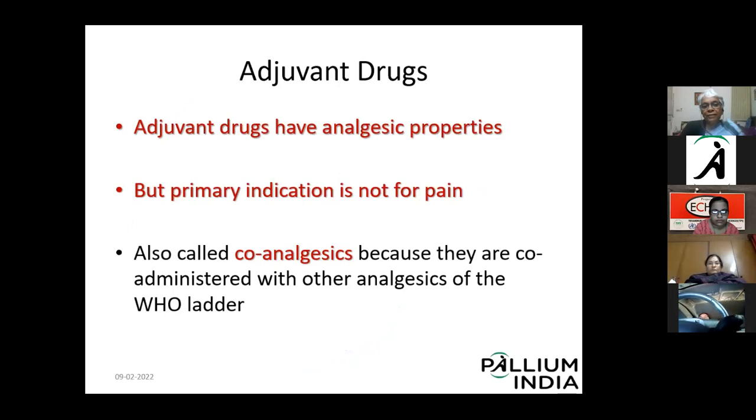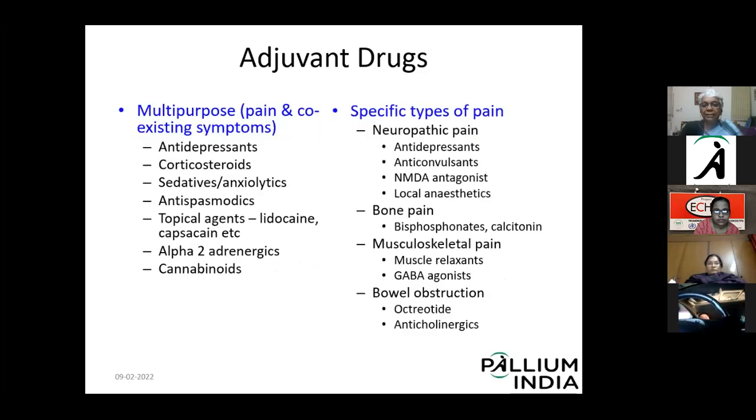Adjuvant drugs are those whose primary indication is not pain. For example, an antidepressant is used for depression, or an anticonvulsant is used to treat convulsions. So the primary indication is not pain, but they have analgesic properties, and hence they're called co-analgesics because they are co-administered with the analgesics of the WHO analgesic ladder.